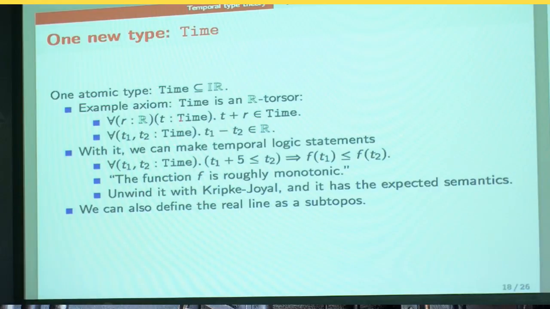So with this type, you can make temporal logical statements like I did in the beginning. It says that something is roughly non-atomic: for all T1 and T2, if T1 plus 5 is less than or equal to T2, then F of T1. From what I've already shown you, this already makes sense. It's a logical statement, and if you unwind it in the Kripke-Joyal semantics, you look at some sheafy stuff and see a function of time, of a real variable, that satisfies what you want it to satisfy.